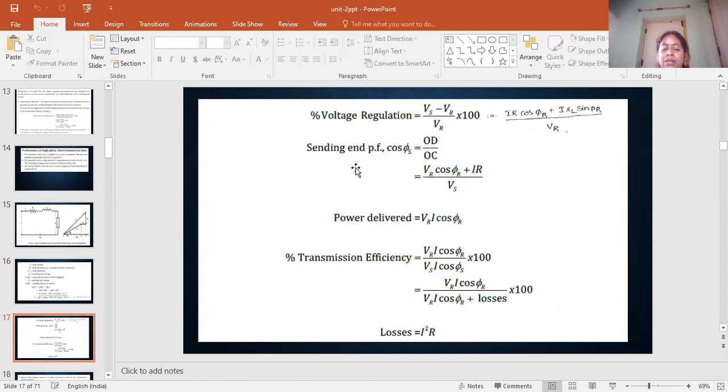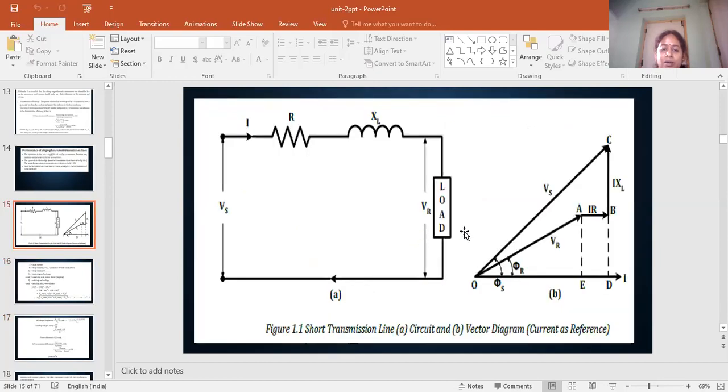Okay. And here is one more formula, for cos phi s. In the problem, this formula is needed, so that we can find out directly the power factor cos phi s. From that figure, at the angle OCD, cos phi s equals the adjacent side. The adjacent side is OD, divided by the hypotenuse OC. Once again I will repeat.